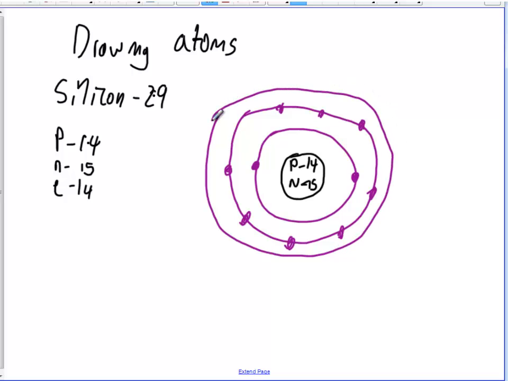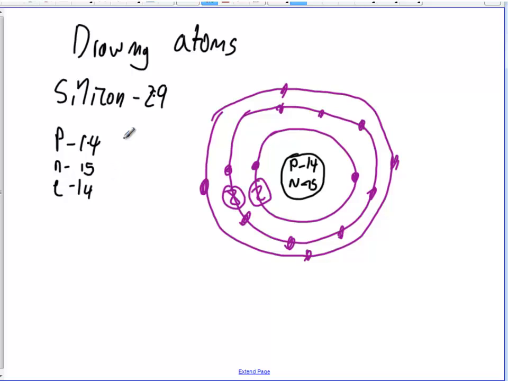Okay, and so my last energy level can hold 18 here. I don't need 18. I've got 2 in the middle, right? I'm going to circle that. I've got 8 here. That's 2 plus 8 is 10. I only need 14. I only need 1, 2, 3, 4 more electrons. Okay, and so now I have it. Now I have 14 electrons, 14 protons, and 15 neutrons. I have silicon 29.